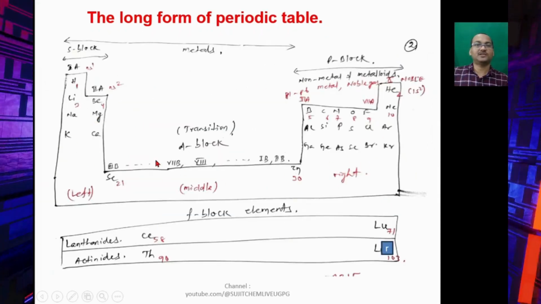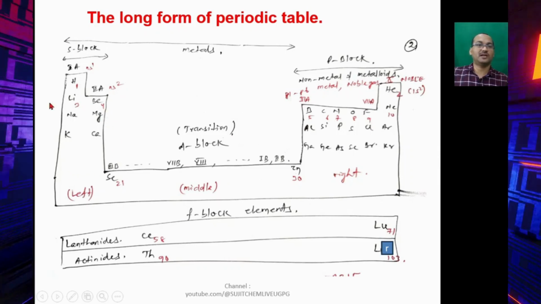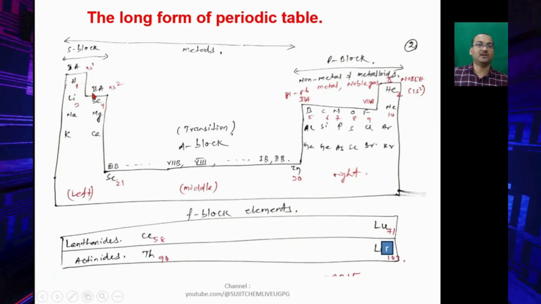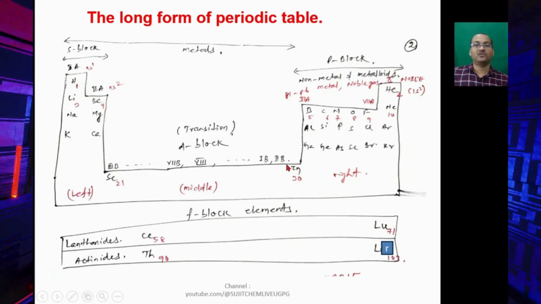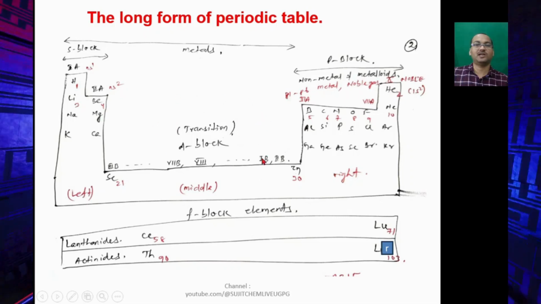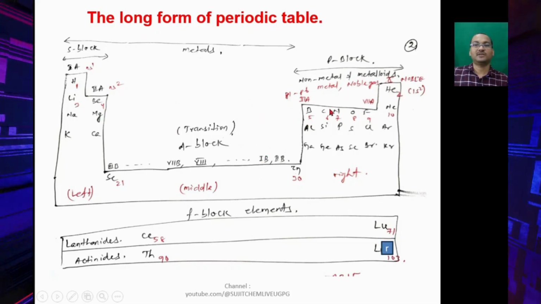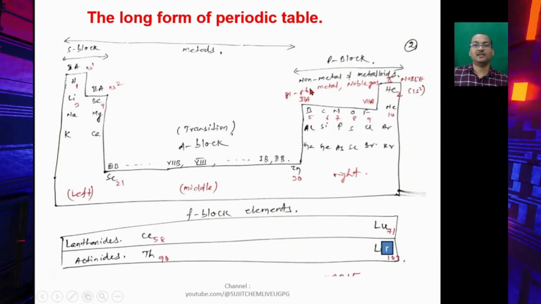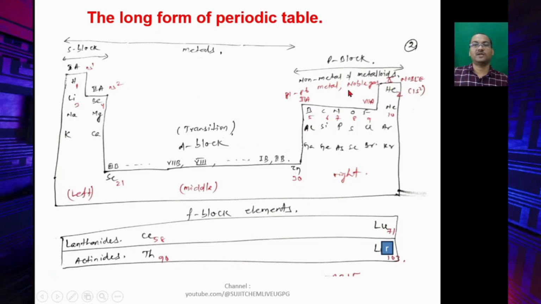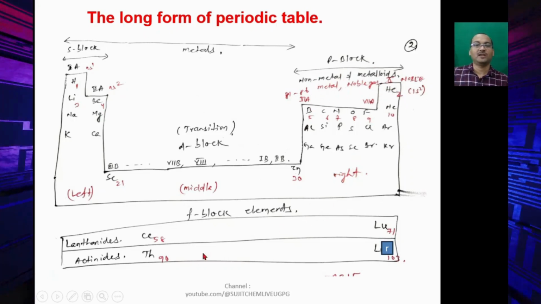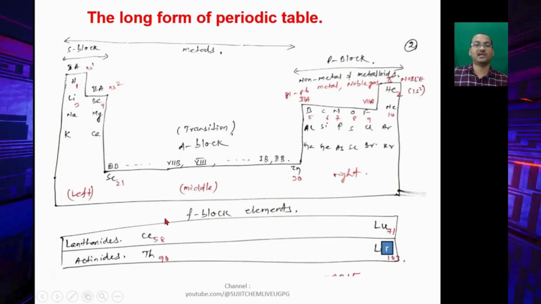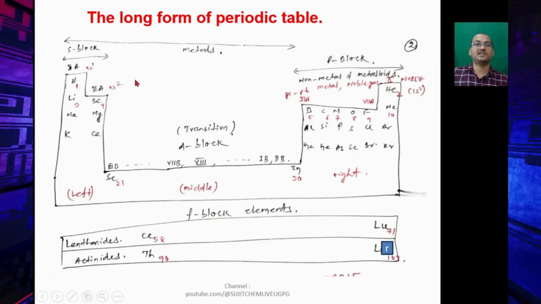Here is the rough sketch of the long form of periodic table. At the extreme left-hand side are the s block elements, 1A and 2A. From 3B to 2B, the middle ones are called transition elements or d block elements. At the extreme right-hand side there are non-metals, metalloids, and noble gases, zero group elements, called p block elements. And at the bottom of the periodic table you will find lanthanides and actinides, called f block elements. So this is the brief history of the periodic table.